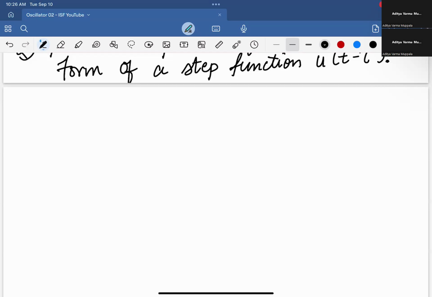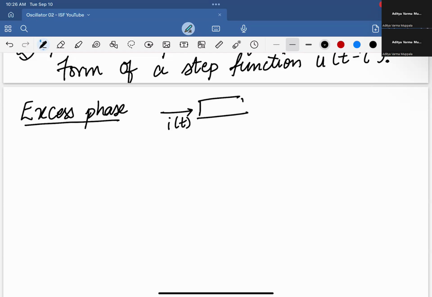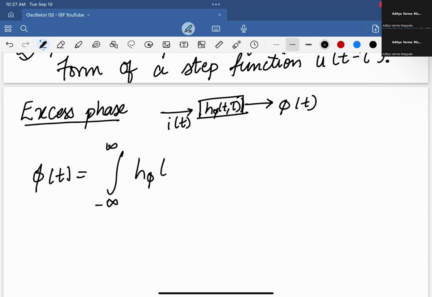Okay, so with these assumptions in mind, we can go ahead and find an expression for the excess phase. Right, so we said we have this model, I of t goes into h phi of t comma tau, and that produces some phi of t, right? So we said this is a linear system, and we sort of argued that empirically. So now we can say, what is phi of t? From linear systems theory, you can show that this is just an integral of the impulse response for different excitations, right?